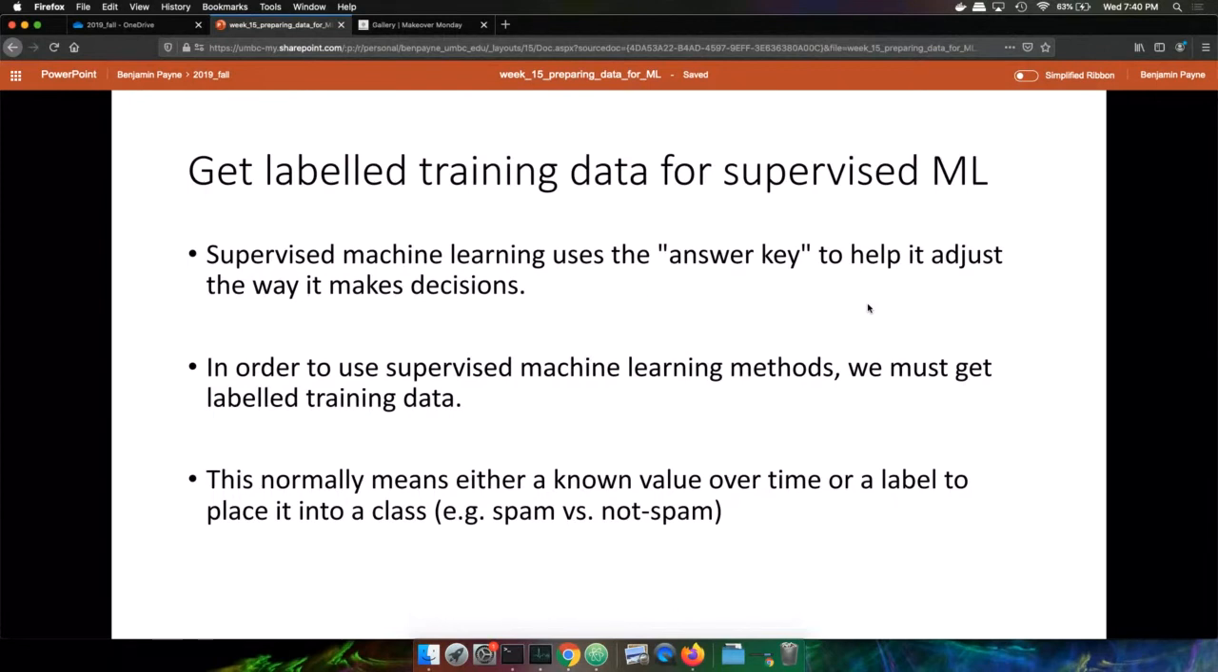So this is the arduous process that most machine learning people will complain about: the data is not labeled, therefore I have to label it. And then how do I do that? And that's a hard part. So I'm going to give you some tricks on how to do that.